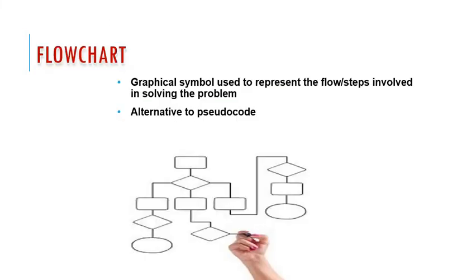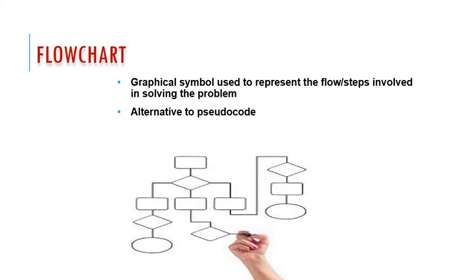We go to the second algorithm design, which is through flowchart. You can draft your program through flowchart. Just now you learned how to draft your program or your steps through pseudocode. This time is flowchart. So what is flowchart? Flowchart is a graphical symbol used to represent the flow or the steps involved in solving the problem. This one is an alternative to pseudocode.